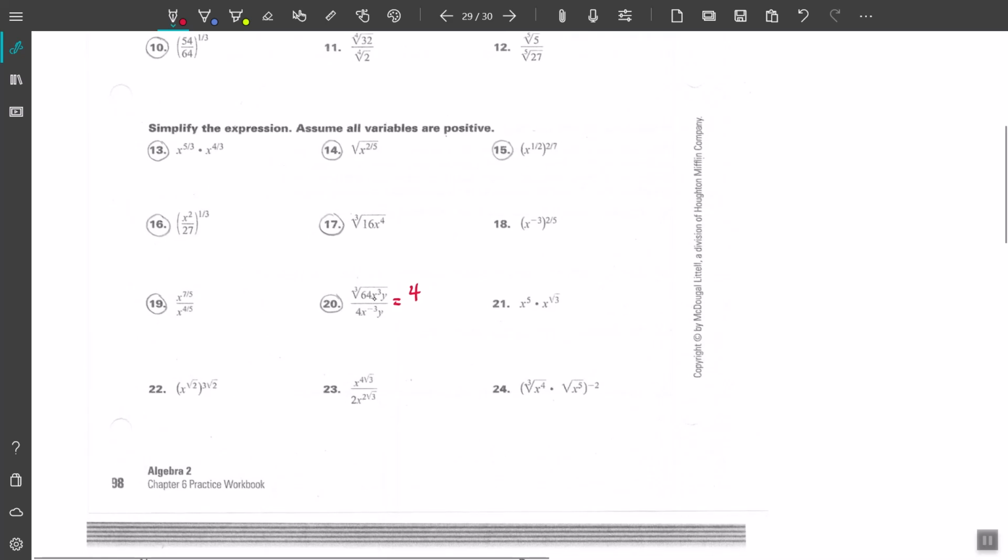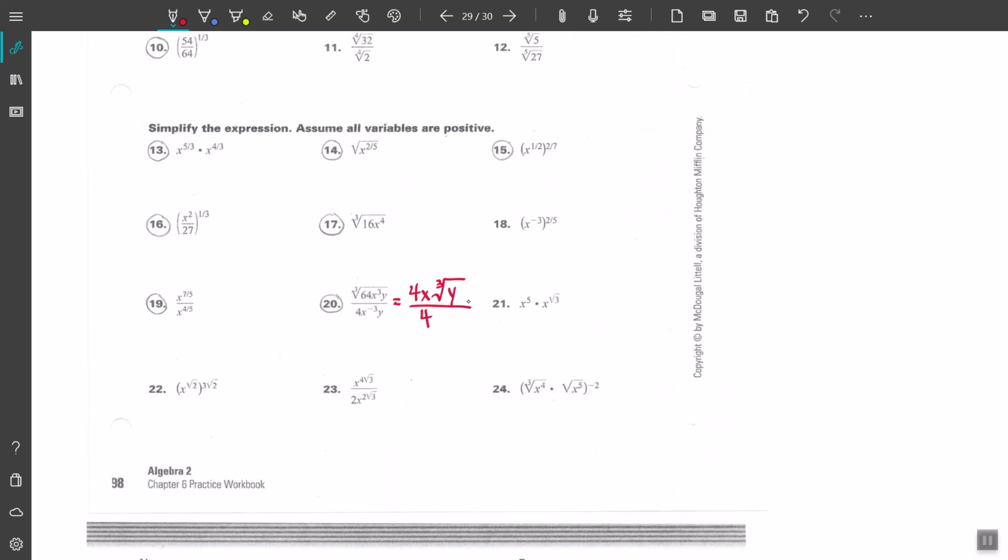X cubed is also a perfect cube. That's x times x times x. So we can pull the x out. The y, we only have one single y by itself, so we have to leave that under the radical. All right, now the denominator. We know that we cannot leave that x to the negative third in the denominator. That's not simplified. We're not allowed to have negative exponents in a simplification. So we've got to pull that up to the top here.